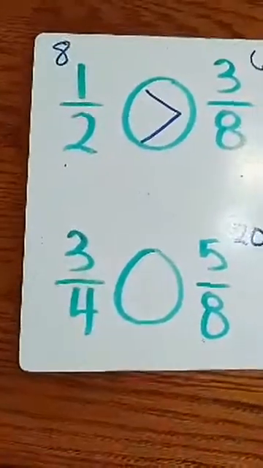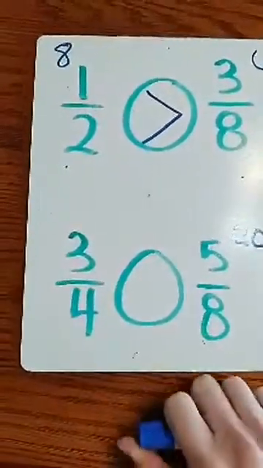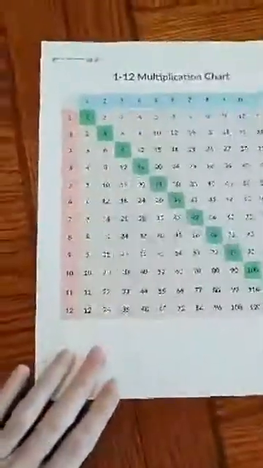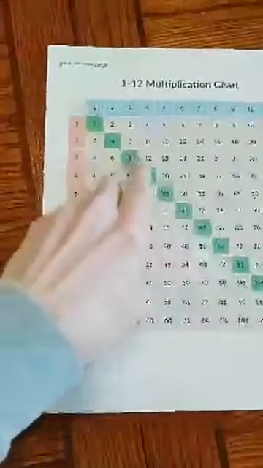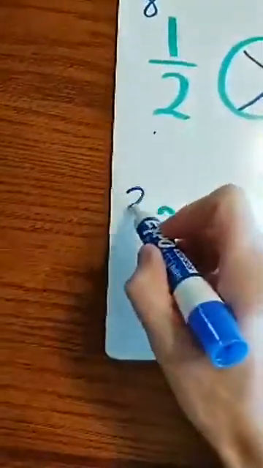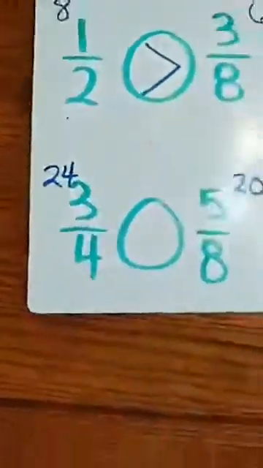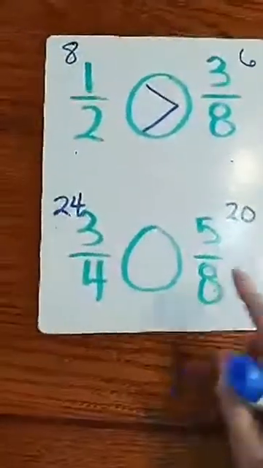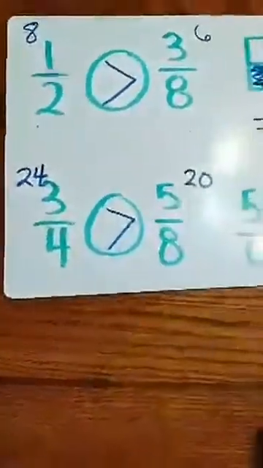8 times 3. Well, I'm not very good at my 8s or my 3s. I got my handy-dandy multiplication chart just to remind you how we use this. We go to 3, we go across to the 8, and where we meet, 24. So I can write 24 over here. And I find out that 3/4 is greater than 5/8.